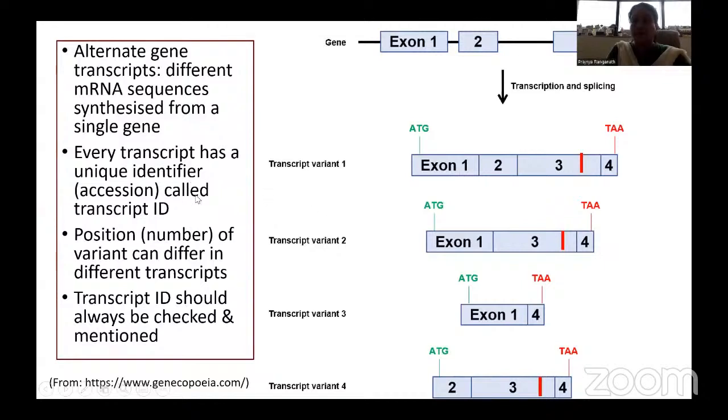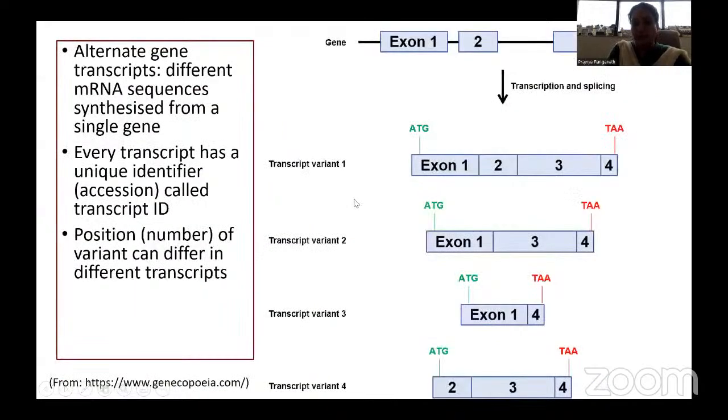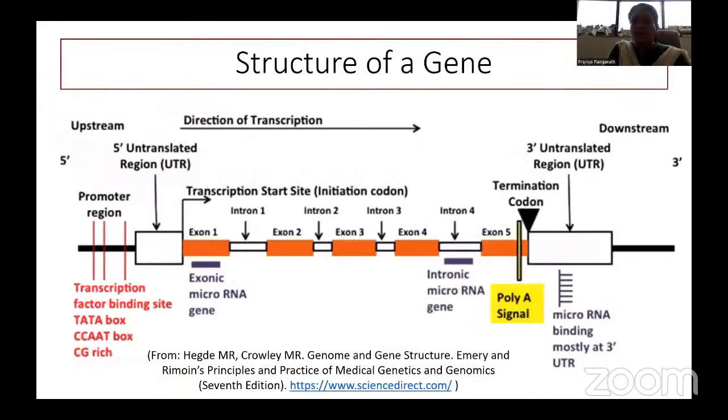So each transcript is given a unique identifier or accession number called the transcript ID. And that is something like the address of the gene, the exact street number. As you would say in an address, it's something like that. The street number, house number, that's what this refers to when we are talking about a variant. So then moving on, the next part is about the location of the variant.